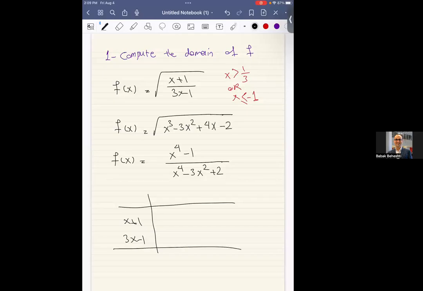Is the vertical and horizontal what's called the line thing? Asymptote? Yeah. Do we have to find that for the domain? No, that's not part of the domain.